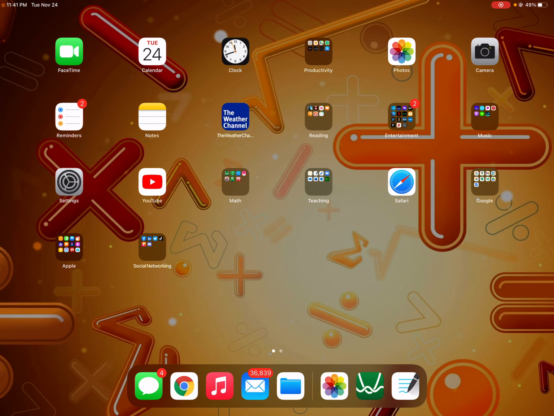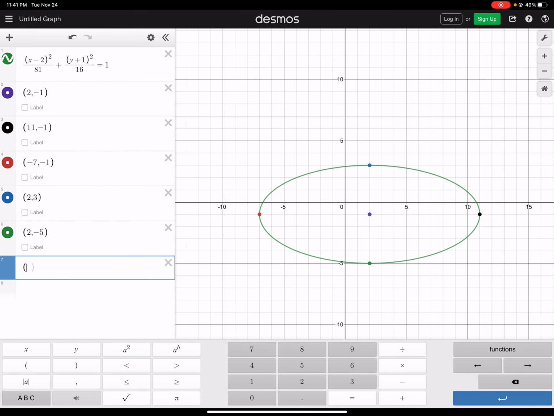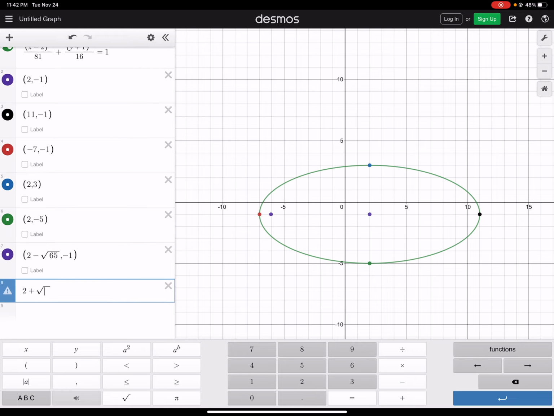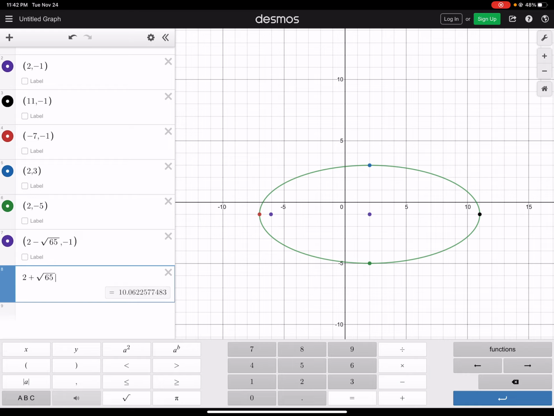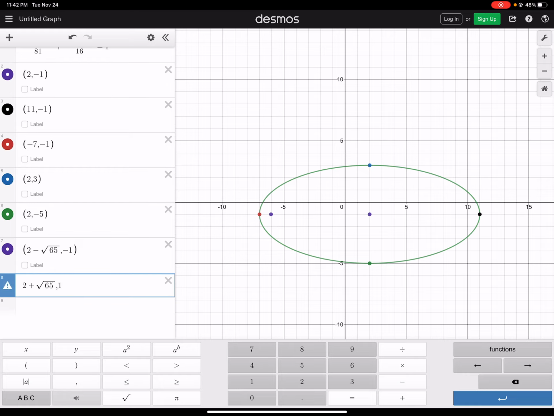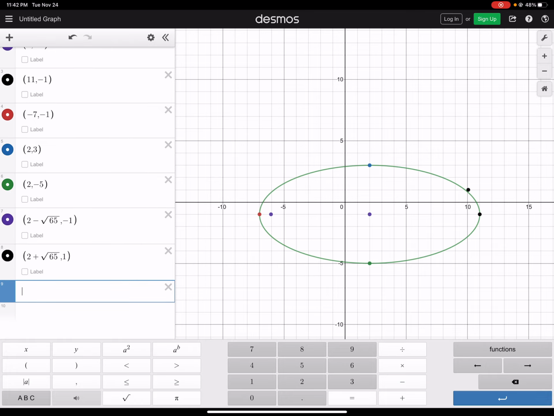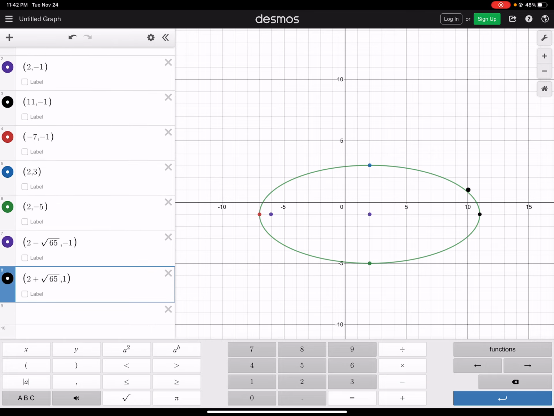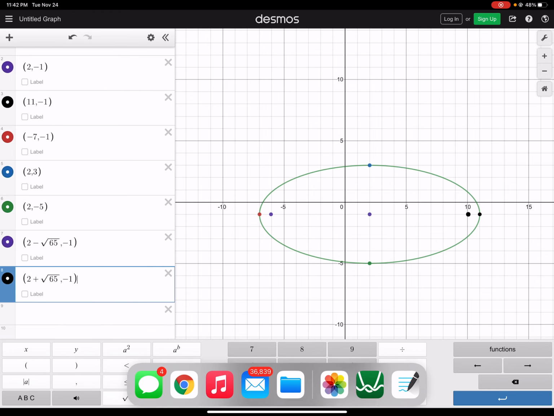I'm going to now add those in to show you. So if I do 2 minus square root 65, comma, -1, and 2 plus root 65, comma, -1. That should be a -1. You can see the purple and the black are where the foci should be, and that's all the information that you can glean from it.